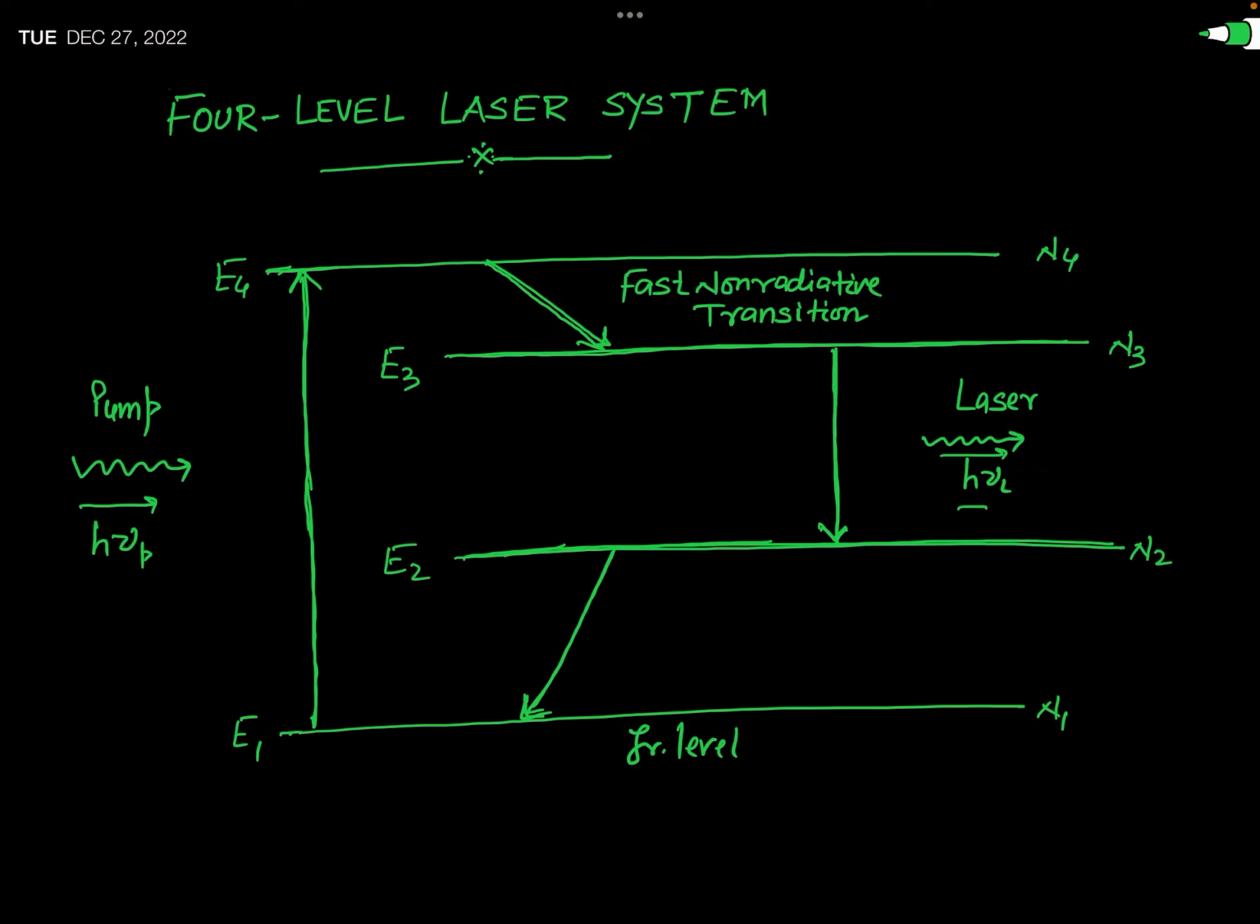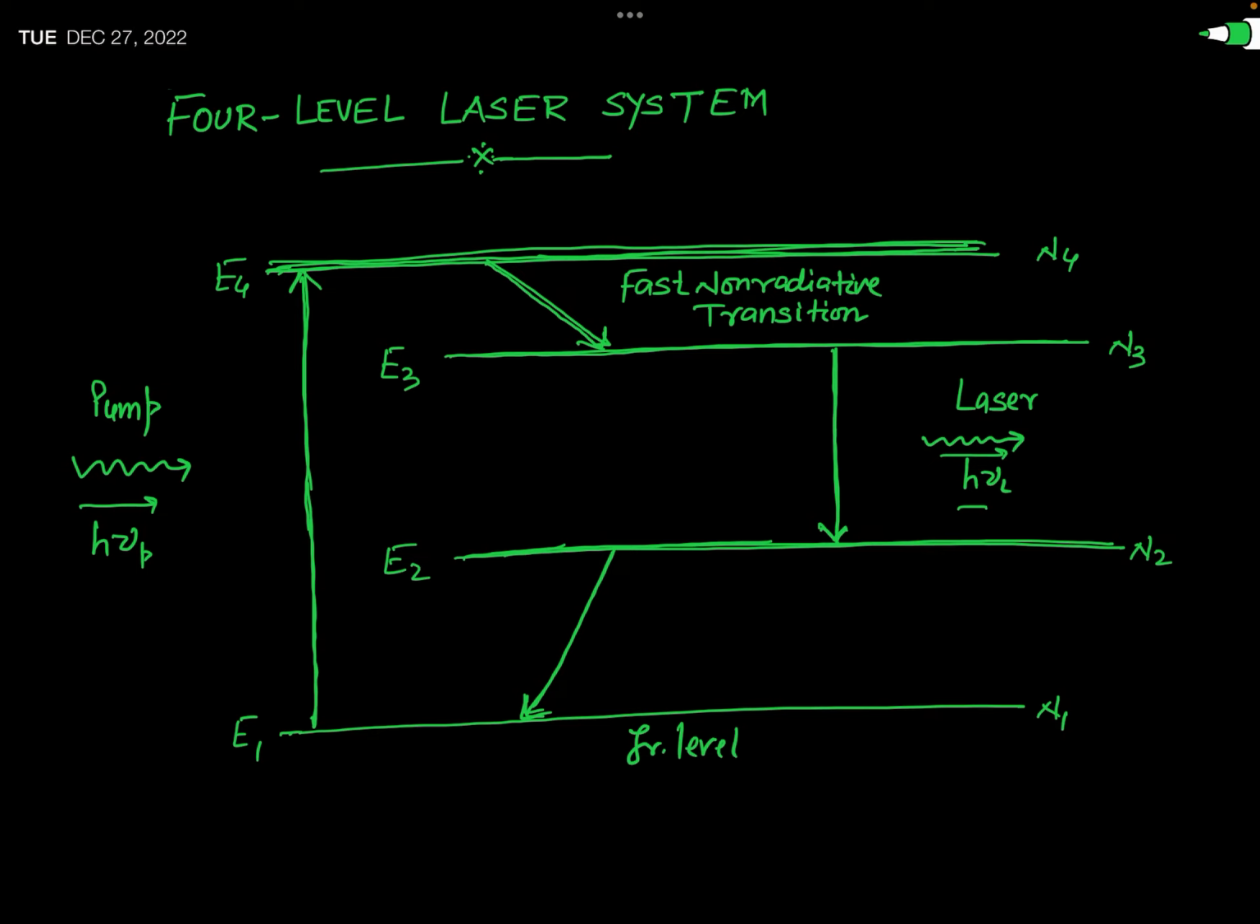Now, level 4 can be a collection of a large number of levels, or a broad level. You have seen in the 3-level laser system too that this highest energy level is actually an energy band. In such a case, an optical pump source emitting over a broad range of frequencies can be used to pump atoms from level 1 to level 4 effectively.